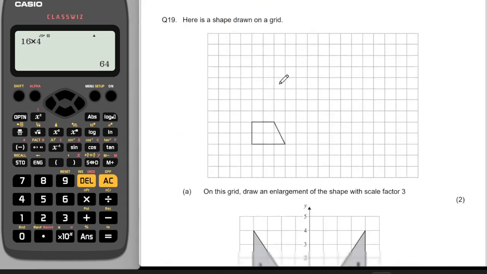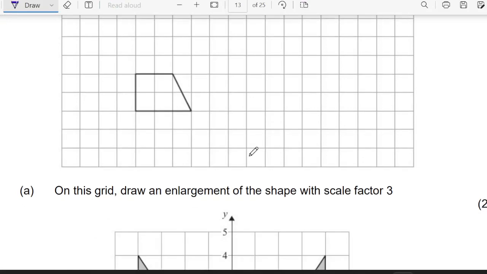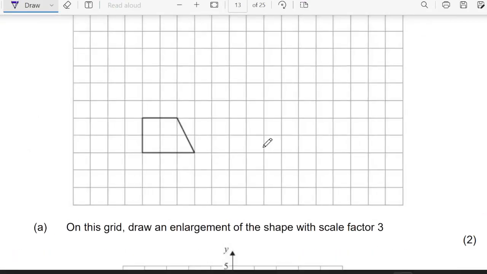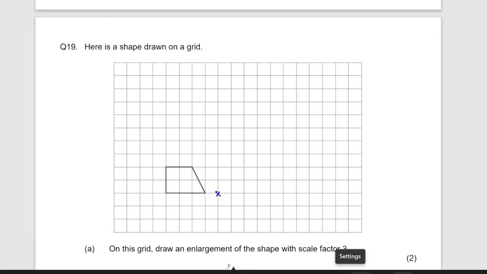Okay, question 19. Here is a shape drawn on a grid. On the grid, draw the enlargement of a scale factor 3. So we're not given the centre of enlargement, so we can start this wherever we want, really. So yours may be starting in a completely different place to me. I'm going to start there, though.